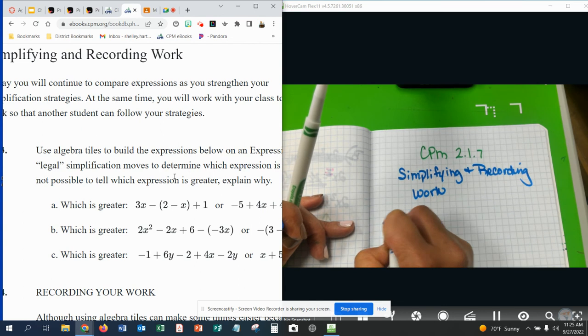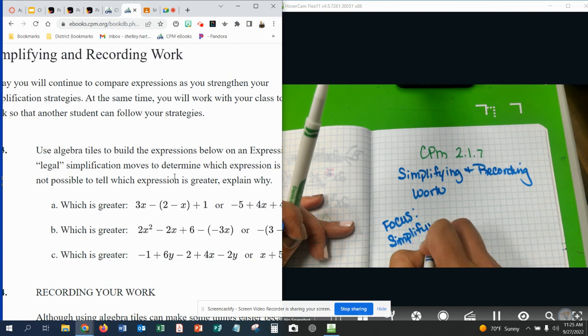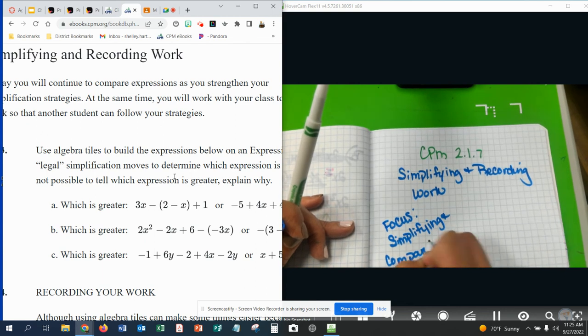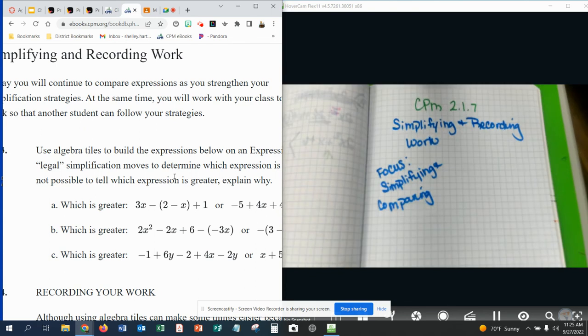Our focus today is simplifying expressions and then comparing the expressions.